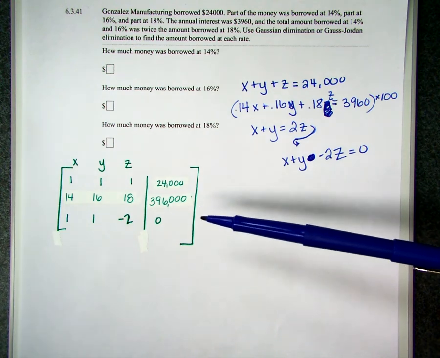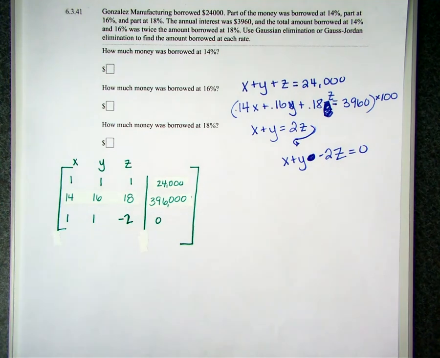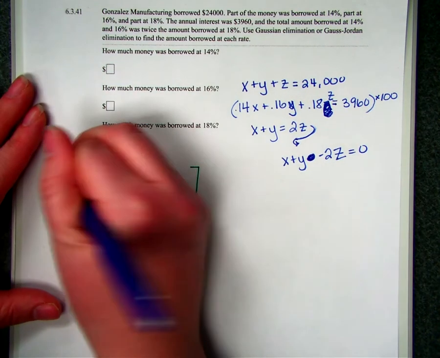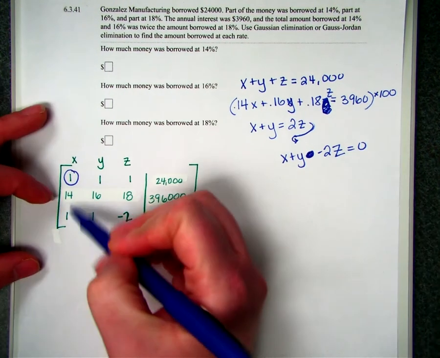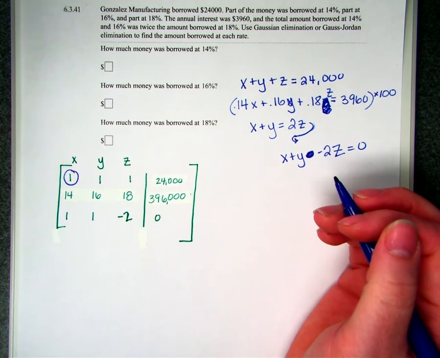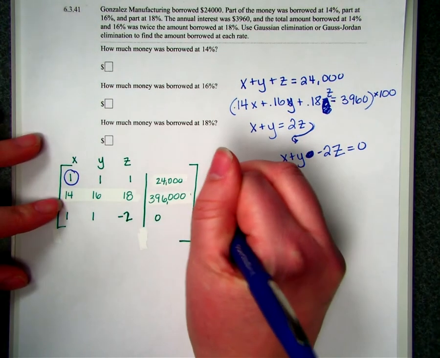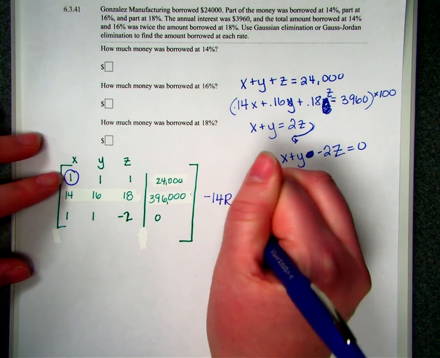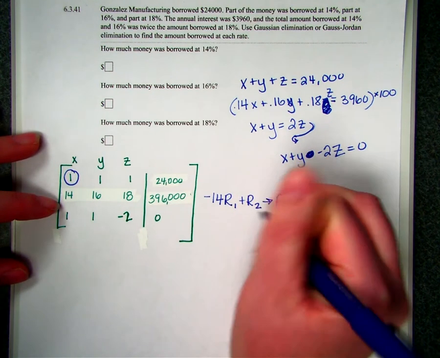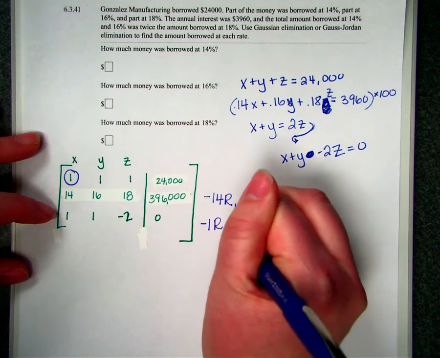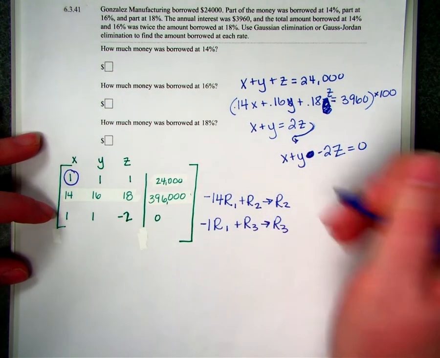So we're trying to turn this into a matrix with ones in the diagonals and zeros everywhere else. So we would start by getting a 1 in the upper left corner. It's already there, so we are pretty happy. Now we need to get zeros everywhere else. The trick to getting zeros is to use the opposite signs. So to get rid of this 14, we're going to do negative 14 times row 1 plus row 2 to yield a new row 2. And then we'll do negative 1 times row 1 plus row 3 to yield a new row 3.